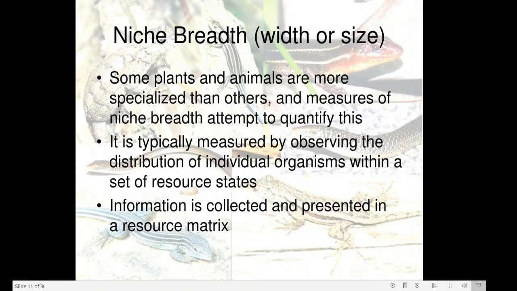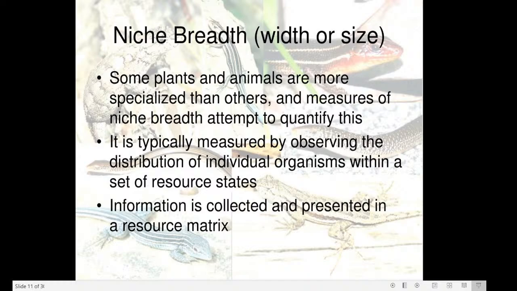And niche breadth is the width or size. Some plants and animals are more specialized than others. I'm explaining with temperature: they may live in high temperature, or they may live in low temperature. The measures of niche breadth attempt to quantify this, and typically measure it by observing the distribution. The distribution is the overall count of the population, at which temperatures individual organisms can live within the resource state.